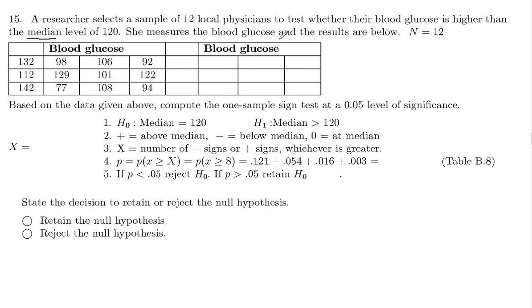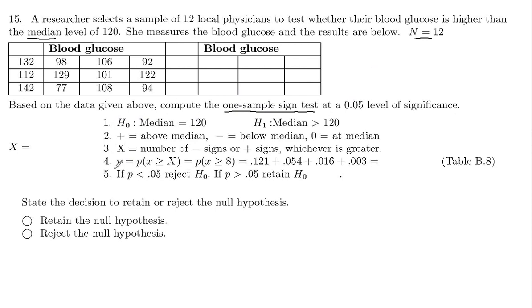She measures the blood glucose and the results are in this table below, and notice that n equals 12 because there are 12 values here. And they say, based on the data given, compute a one sample sign test at the 0.05 level.